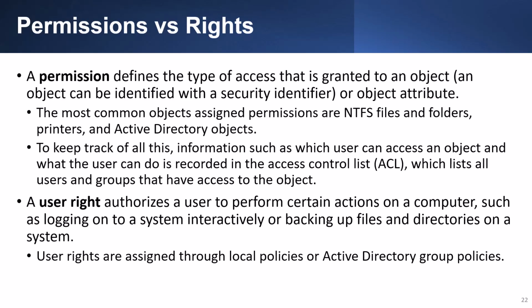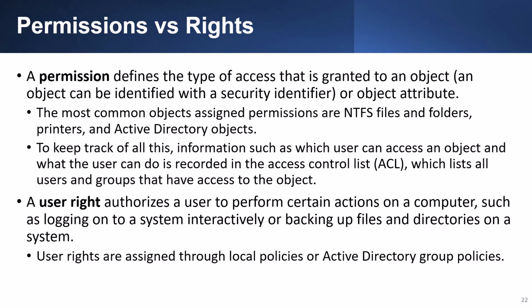A permission defines the type of access granted to an object or object attribute. An object can be identified with a security identifier. The most common objects assigned permissions are NTFS files and folders, printers, and Active Directory objects. To keep track of all of this, information such as which user can access an object and what the user can do is recorded in the Access Control List, or ACL, which lists all users and groups that have access to the object.